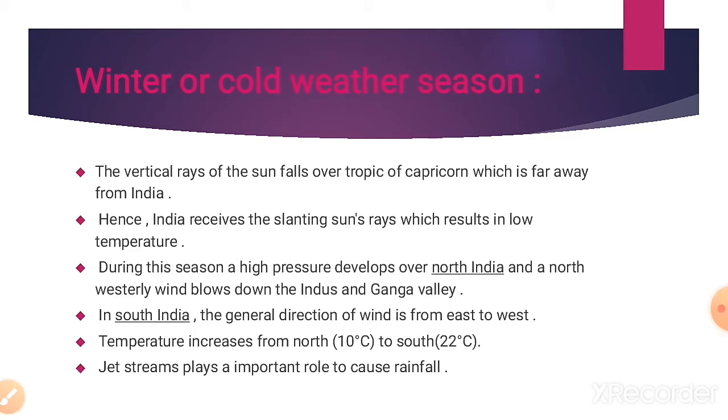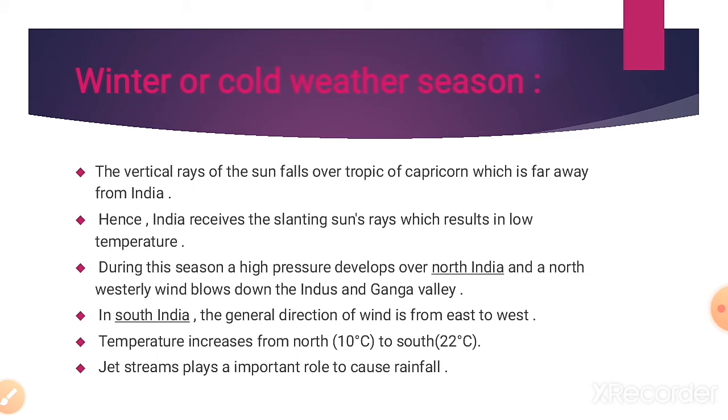During winter, the vertical rays of the sun fall over the Tropic of Capricorn, which is far away from India. Hence, India receives slanting sun rays which results in low temperature. During this season, a high pressure develops over North India. A northwesterly wind blows down the Indus and Ganga valley. In South India, the general direction of wind is from east to west. So the temperature increases from north, that is 10 degrees Celsius, to south, that is 22 degrees Celsius.